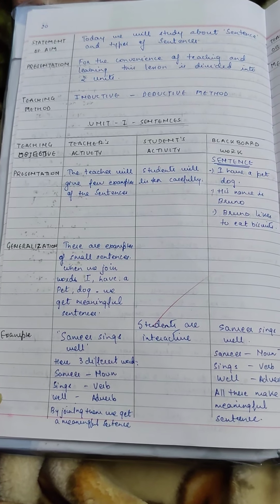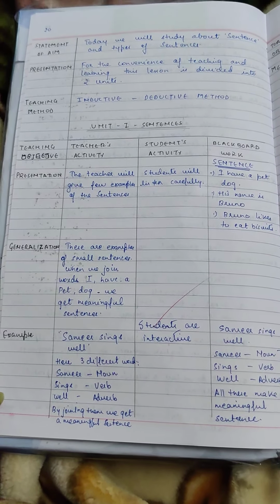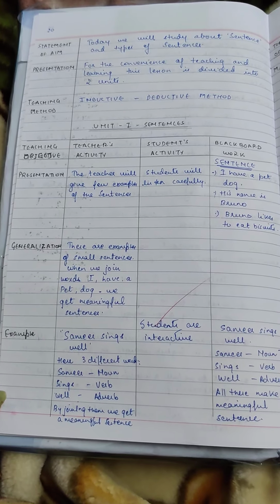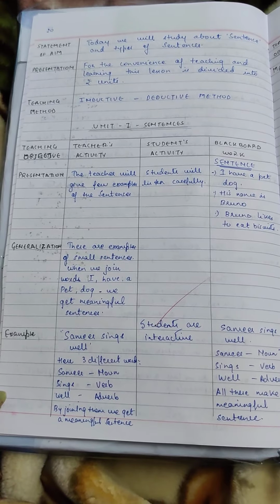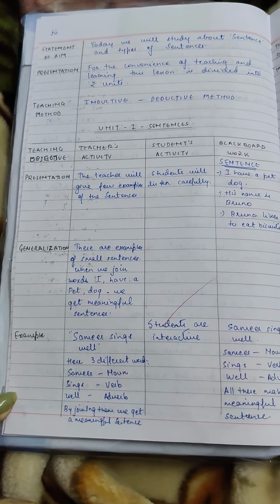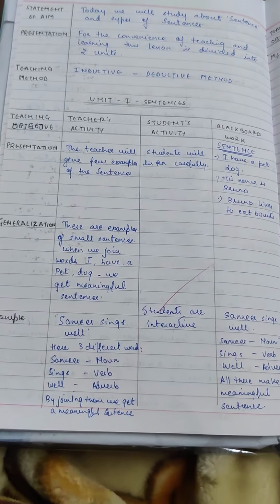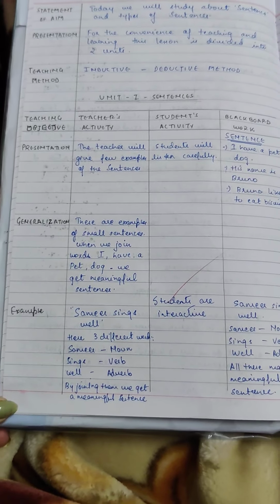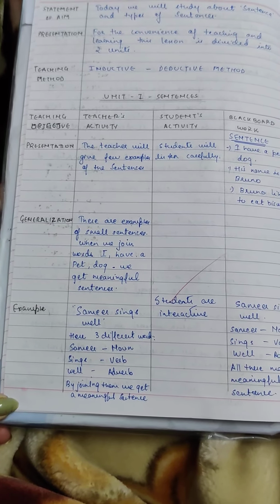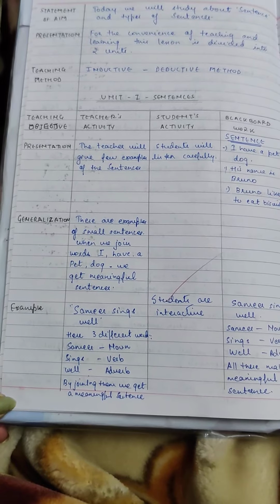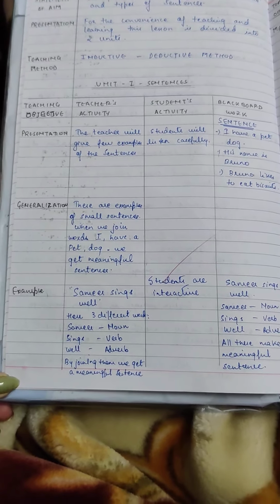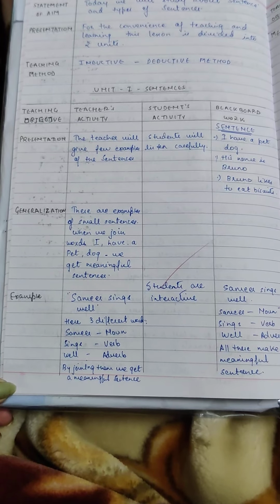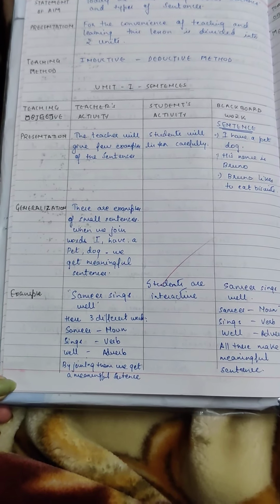Then comes the presentation part. Then the teaching method in grammar is always the inductive and deductive method. Then comes unit 1. Now the pattern of grammar is different from that of prose and poetry. Again here we make 4 columns: teaching objective, teacher's activity, student activity and blackboard work. But here we start with the presentation.